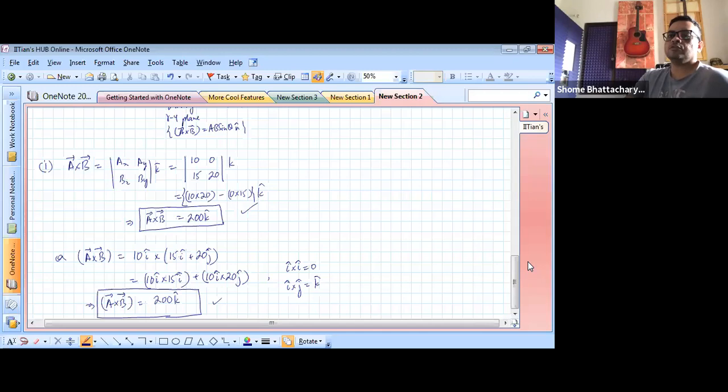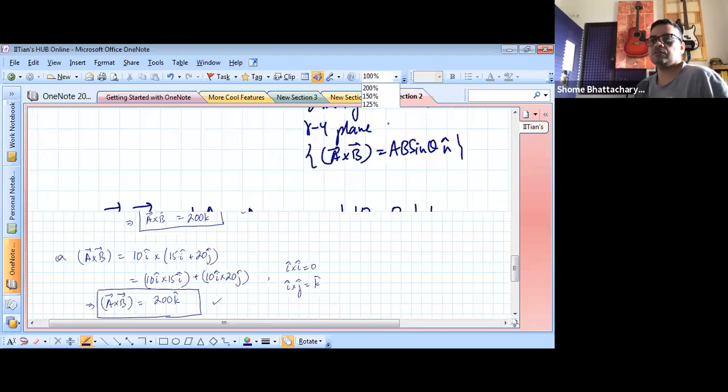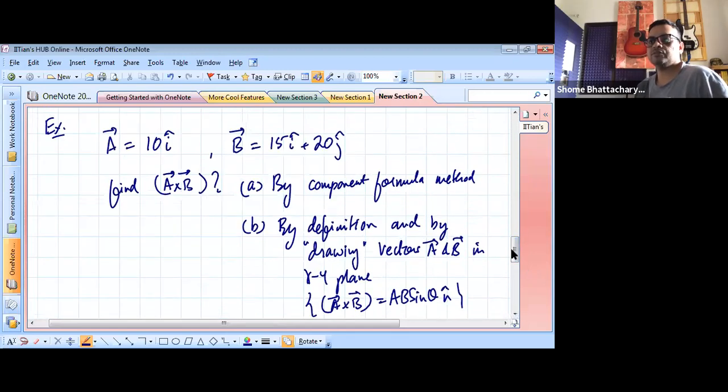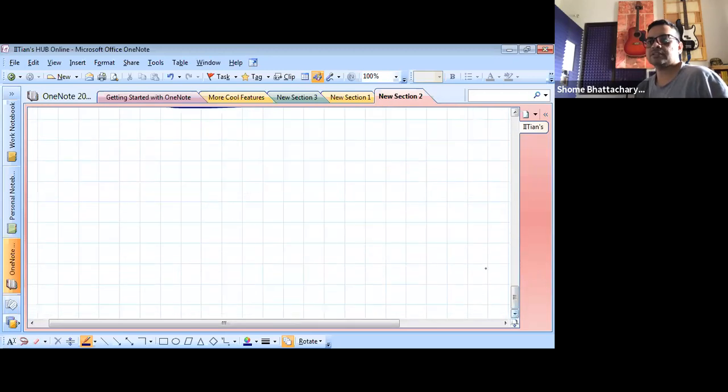Yeah, so we can also solve it that way, that the angle between the two is 53 degrees. Okay. So this is the definition or component method of solving the question. Now let's come to the second thing where we have to solve it by the definition and by drawing the vectors. So the second method, the vector A being 10 I cap and the vector B being 15 I cap plus 20 j cap.